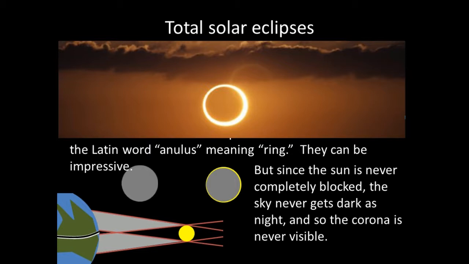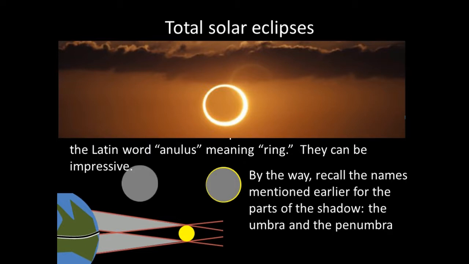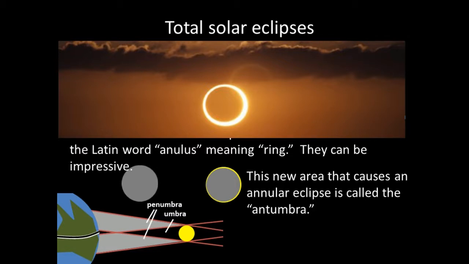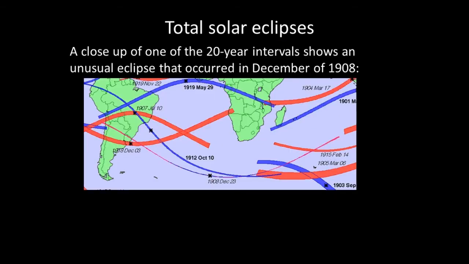But since the sun is never completely blocked, the sky never gets dark as night, and so the corona is never visible. By the way, recall the names mentioned earlier for the parts of the shadow, the umbra and the penumbra. This new area that causes an annular eclipse is called the antumbra. Just thought you'd want to know.